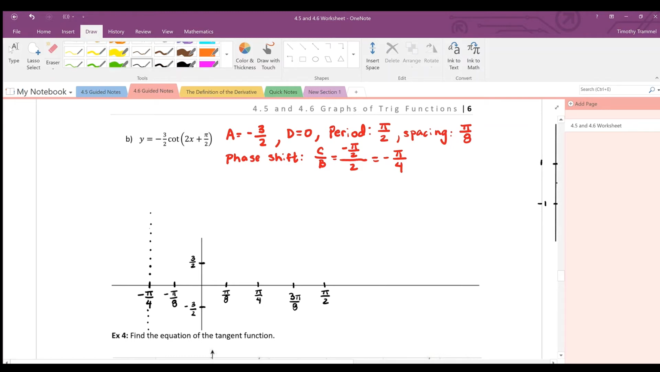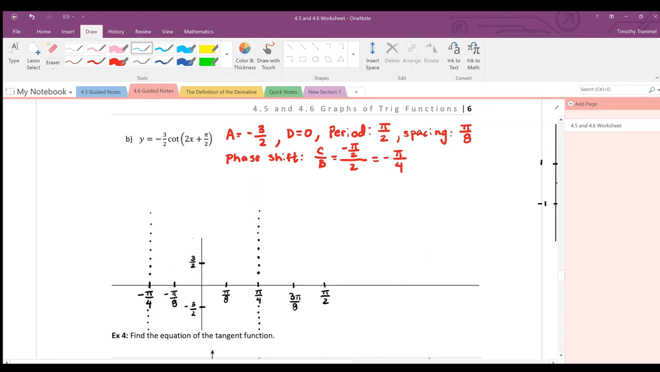So if I were to count from this vertical asymptote, 1, 2, 3, 4. Once I hit that 4th quarter point, that's where our next asymptote is. So it looks like we only have enough for 1.5 periods so far. So we'll need a couple more tick marks here in a minute. But I think we can fill in some of this right now.